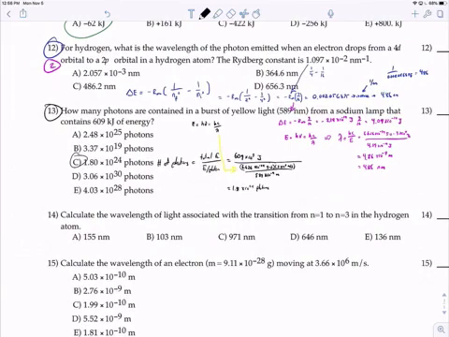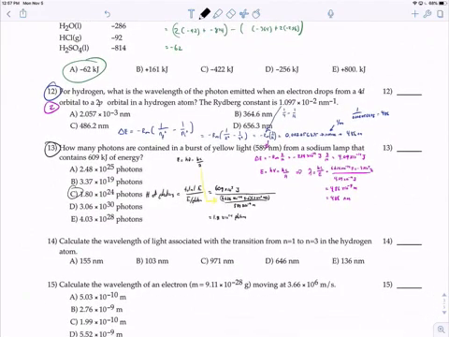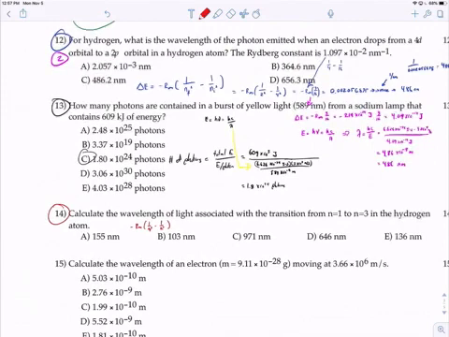All right. Wavelength of light. In the interest of time, I might use the fast equation. Raise your hand if you want me to do this the long way. Okay, fast equation. So minus Rydberg times 1 over n final squared minus 1 over n initial squared. And it's that transition to n equals 1 to n equals 3 in the hydrogen atom. Oh, so that's an absorption. Okay.